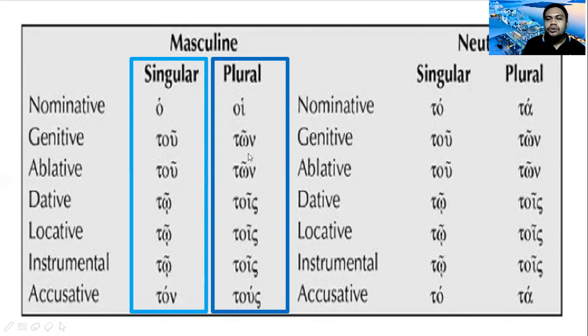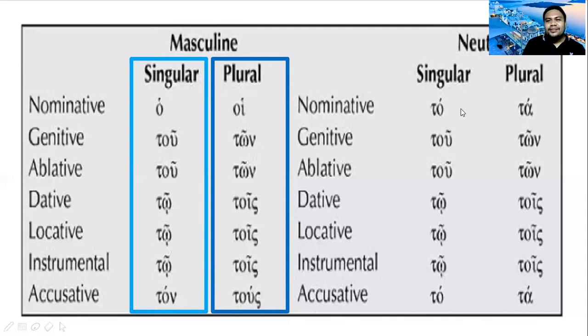It is ton, ton. For the dative, locative, instrumental, it is also similar. Tois, tois, tois. And accusative, tous. Let's read again from the nominative. Hoi, ton, ton, tois, tois, tois, tous.